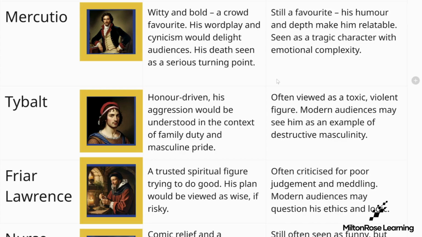And then on the right for Friar Laurence, a modern day interpretation, they would have criticised him for the poor judgment and meddling in their affairs. Romeo and Juliet should be allowed to prosecute their own relationship. And they would have maybe questioned his ethics and logic.